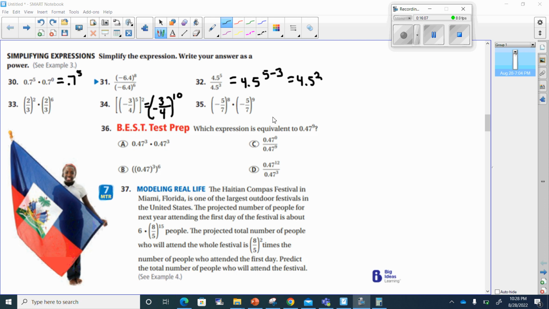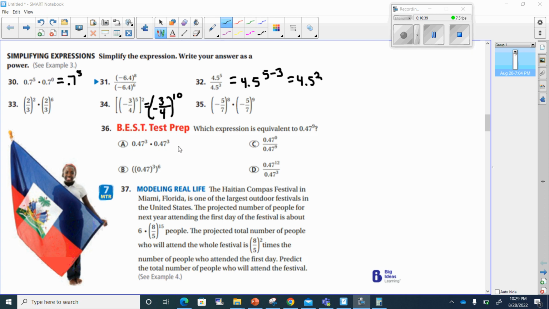It says, which expression is equivalent to 0.47 to the 9th power? Well, I know this one's 3 plus 3, right? Because we're multiplying, we can add it. That's 6. That's not going to work. C looks like 6. No, that's 0. And then 9, that's going to be 1 over 9, it looks like. That won't work. So let's just write these out so we know what these are.